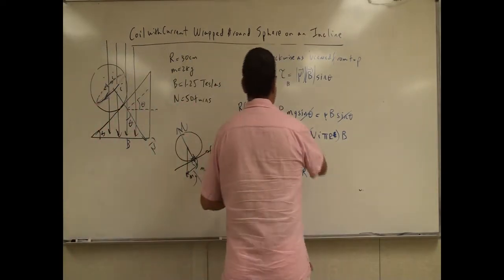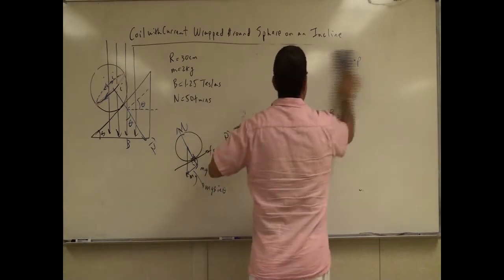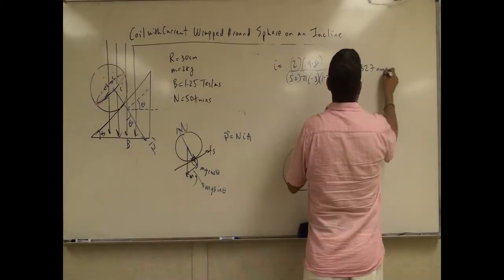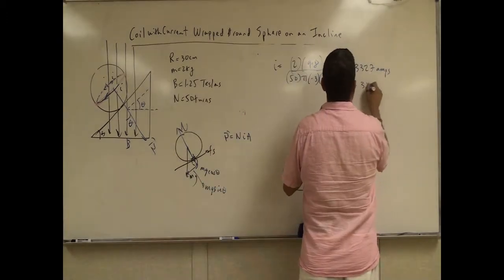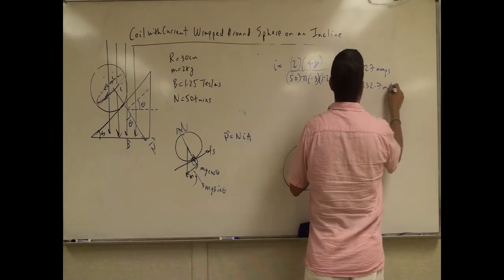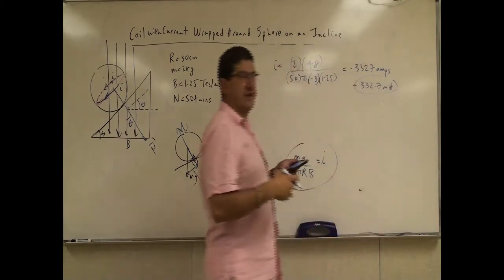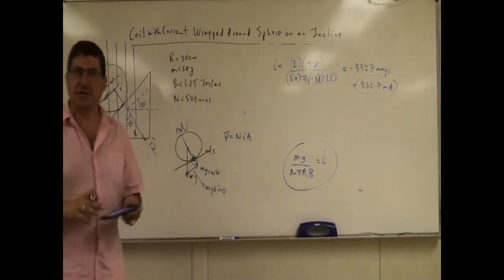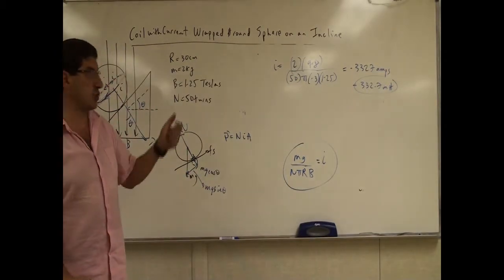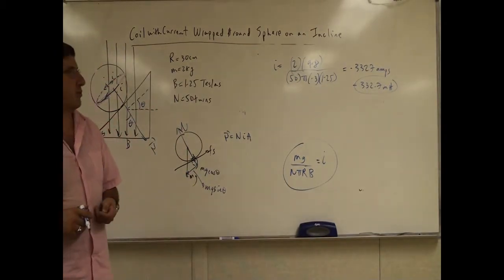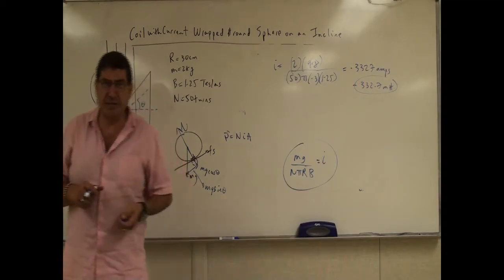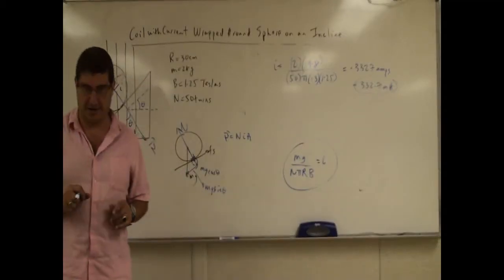Now we put in all the numbers, which gives 332.7 milliamps. That's not a very strong current, very little current, because we had so many turns, and that really helped out. So even with a 330 milliamp current, the sphere will stay there.